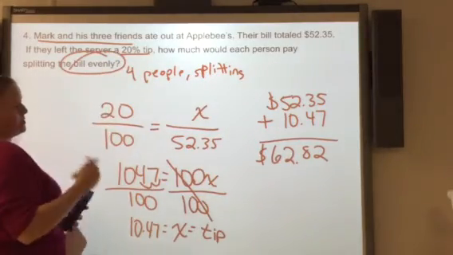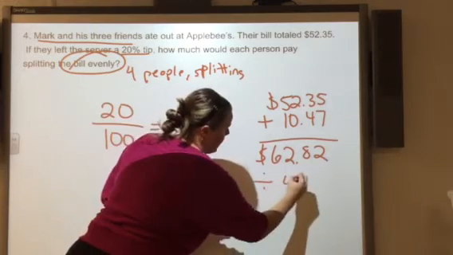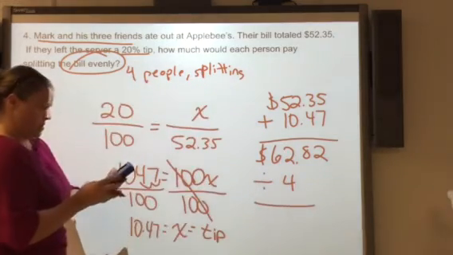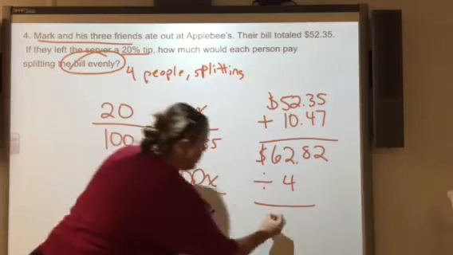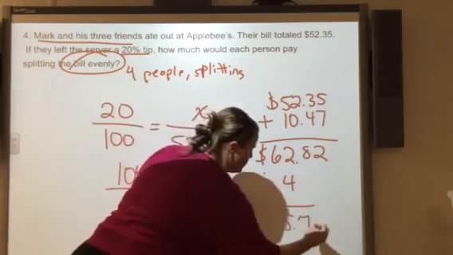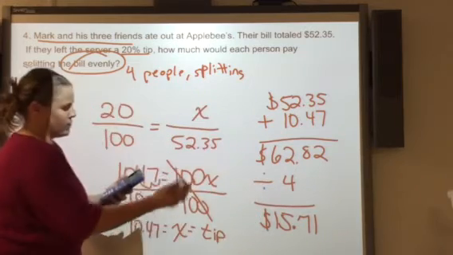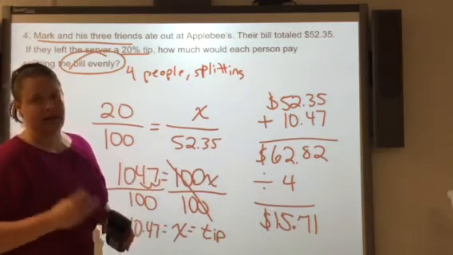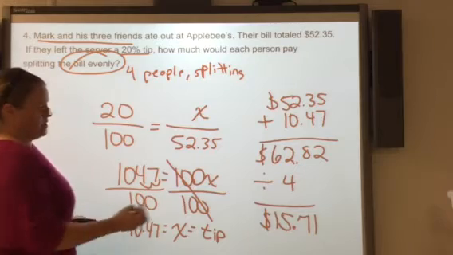So how much is each boy going to pay? So then we're going to divide that by 4. So each person is going to pay $15.71. Make sure you round. The answer was 15.705, so you're going to round to the nearest penny.